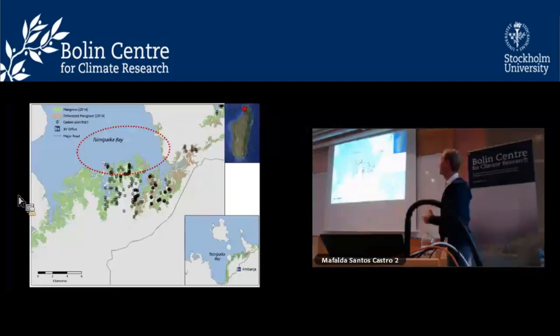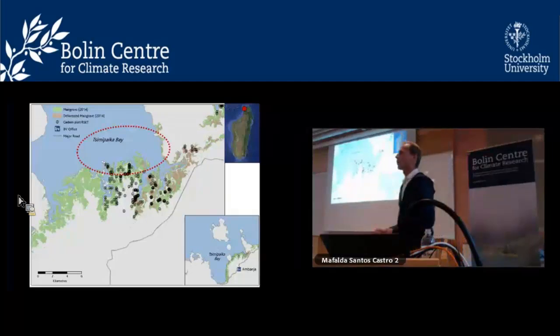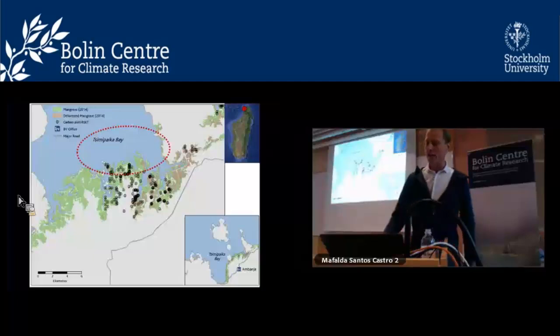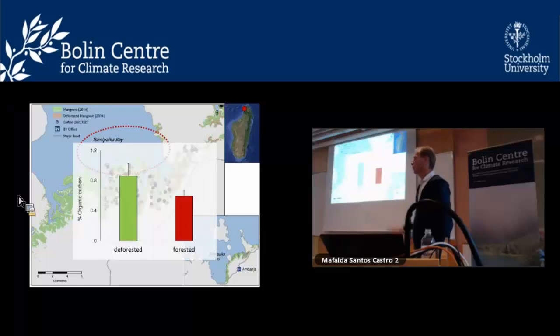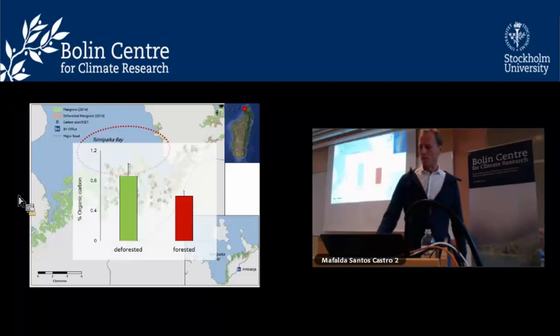And we look into, of course, the carbon, how much it is, but also what type of carbon and so on, what age of the carbon. We have not done all that analysis, but what you can see so far, just preliminary, is that we have higher carbon in the forested area, likely because it's a process from the mangrove.